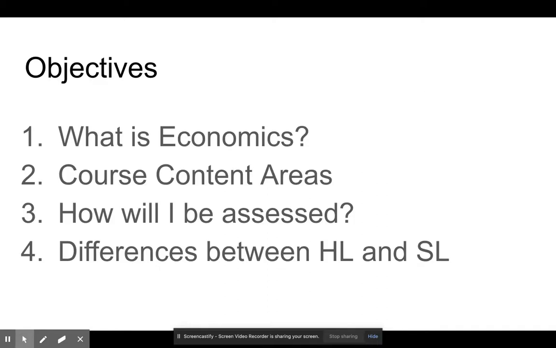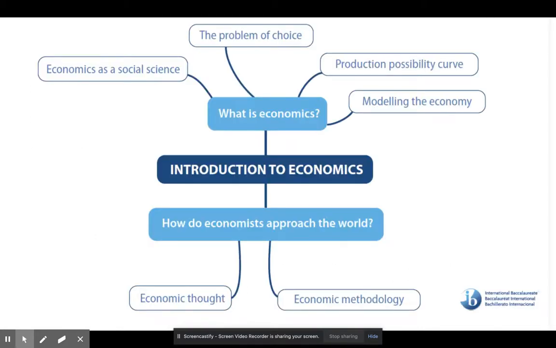In this, I'm going to talk about what economics is. I'm going to talk about course content areas. I'm going to talk about how you will be assessed and the difference between higher level and standard level in economics. Okay, so one of the first units we have in economics is the Introduction to Economics unit.